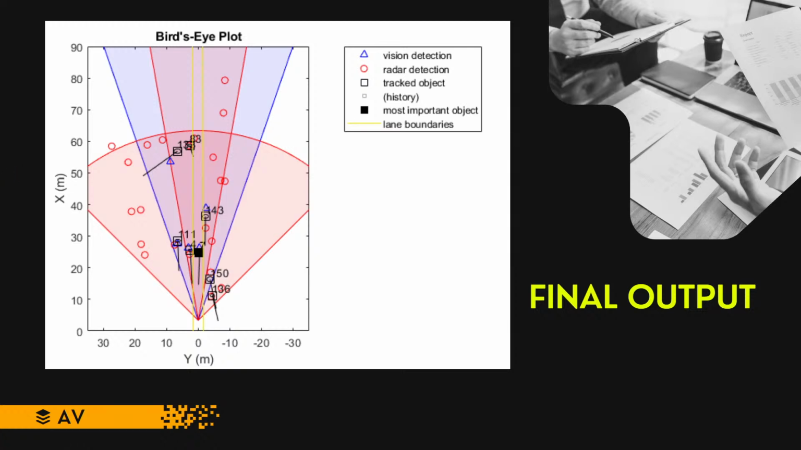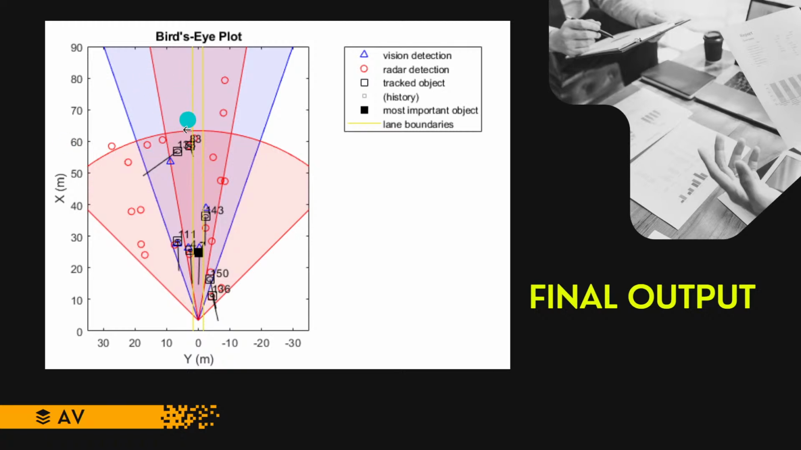So finally, we have to create this bird's eye plot. Here you can see the vision detection and radar detection and tracked objects in the square and history in the small dot and most important objects. So here the final output, we get the lane information. So we know where the lanes are on the road. So you know those lines that help you stay in your lane.